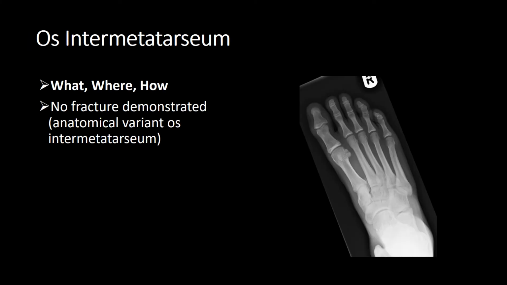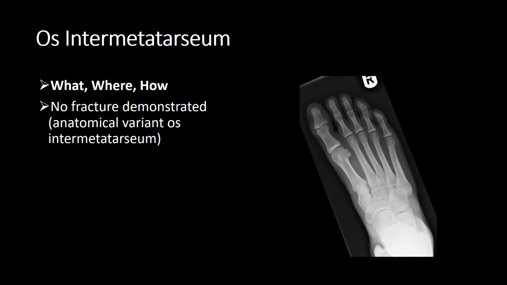Let's look at a radiographic example of os intermetatarsium. This accessory ossicle's name is easy to remember if you can appreciate that inter meaning between and metatarsium pertaining to the metatarsals. Therefore, os intermetatarsium is located between the bases of the first and second metatarsals.